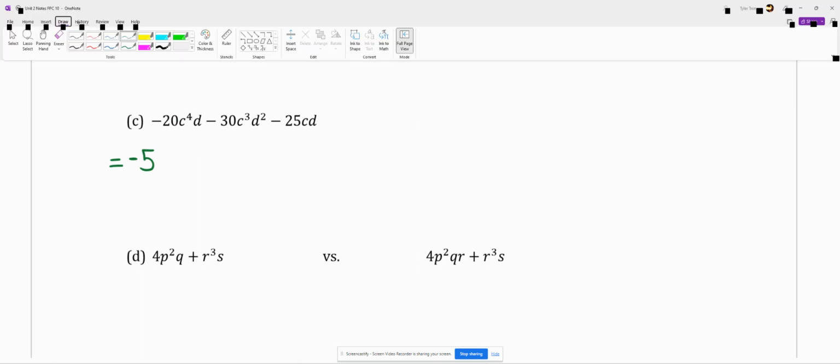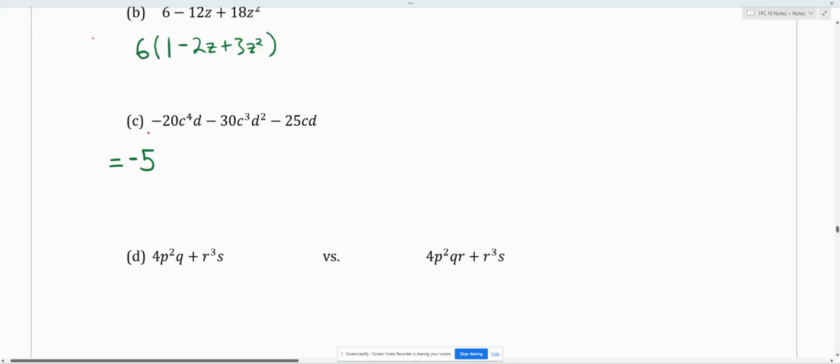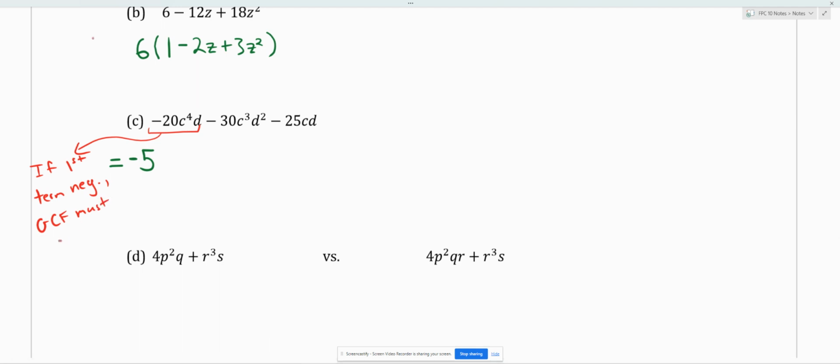So I want you to add a little note here, and this is important, especially later on, that if the leading term is negative, okay? So I'm going to say if first term is negative, GCF must be negative, meaning divide out the negative, factor out a negative of all the terms. Okay, so don't forget to do that. We're going to use it a whole bunch in the next lesson.